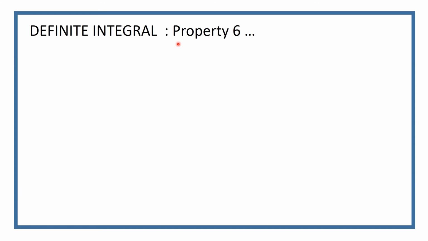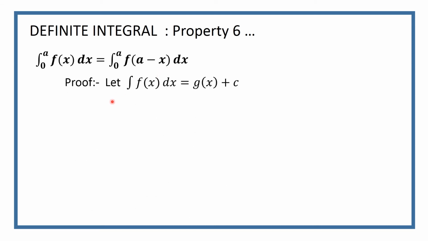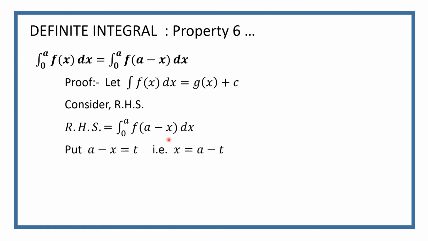Now we'll see the property number 6 of definite integral. Integration 0 to a f(x) dx equals integration 0 to a f(a minus x) dx. Let's see the proof. Let integration f(x) dx equal g(x) plus c. We'll consider RHS. So our RHS is integration 0 to a f(a minus x) dx. So over here also we'll substitute a minus x as t. So put a minus x equal to t. So we can calculate the value of x as a minus t. So we'll differentiate it. We'll get minus dx equals dt, which implies dx equals minus dt.